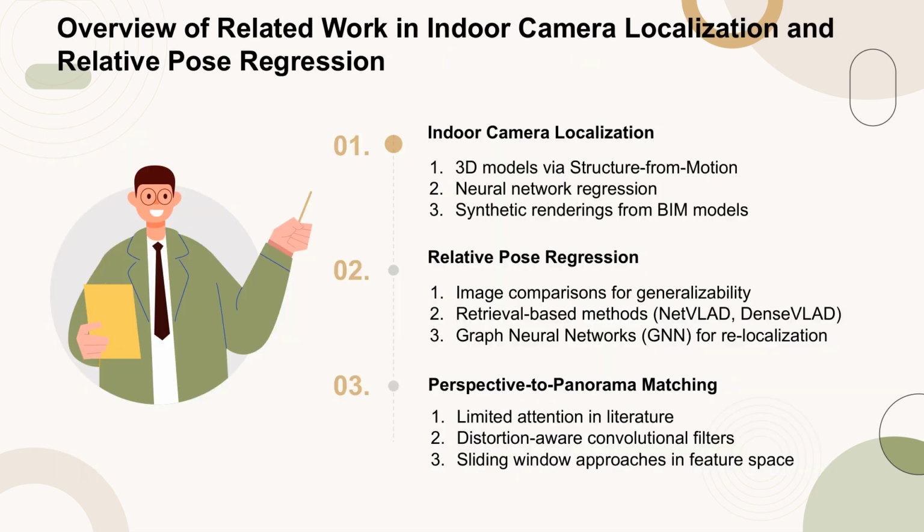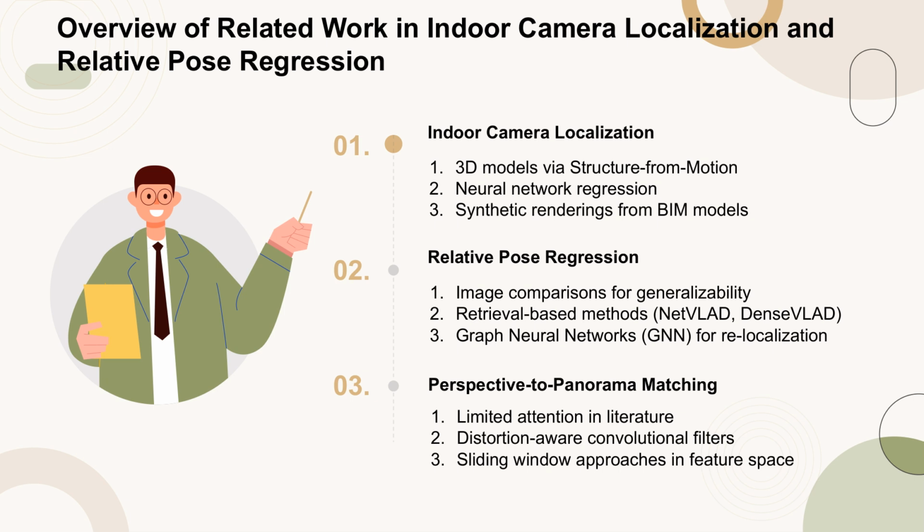In the field of indoor camera localization, several methods have been developed. Some rely on 3D models generated through structure from motion from registered camera images. Others use neural networks to perform regression for absolute pose estimation. Additionally, synthetic renderings from building information models (BIM) have been utilized to achieve real-time localization without real-world reference data.